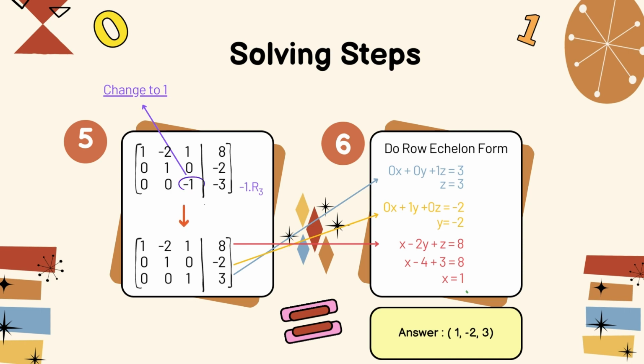Now that we have those two values, the values of y and z, we can finally find the value of x. To find the value of x, we have to solve the first equation, which is x - 2y + z = 8, and we must substitute the values of y and z, which is x - 4 + 3 = 8. Now we get the answer x = 1. So the full answer is x = 1, y = -2, and z = 3. The answer is 1, -2, and 3.